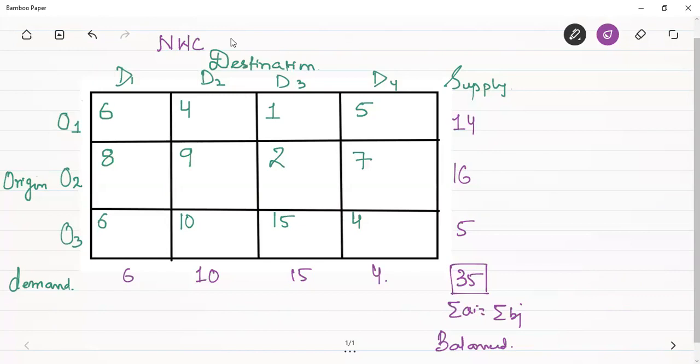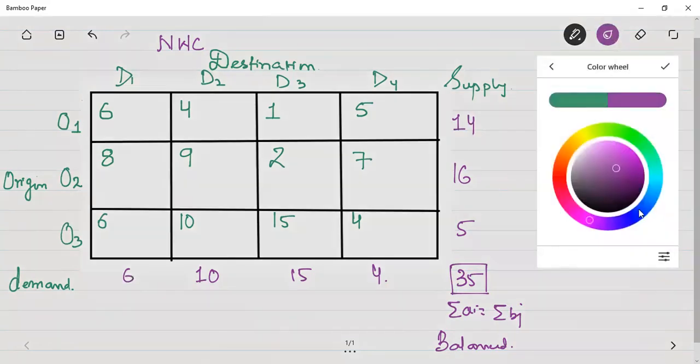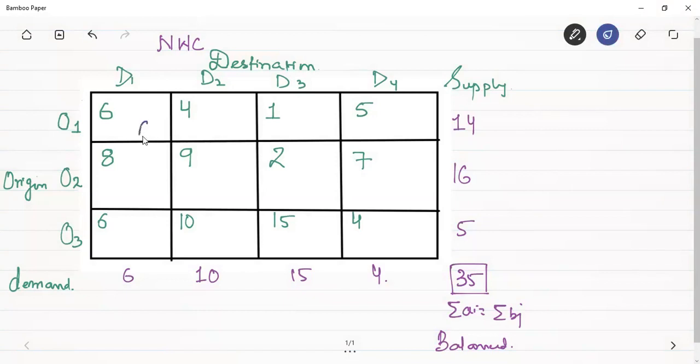Now, since we are dealing with the northwest corner method, we can directly start with the northwest cell, the top left corner cell, which is this here. This cell belongs to column 1 and row 1. The supply of this row is 14, the demand of this column is 6. Only the minimum among them will get satisfied, and the demand here in this case will be satisfied. Out of 6 and 14, the minimum is 6. Therefore 6 units can be allocated to this cell.